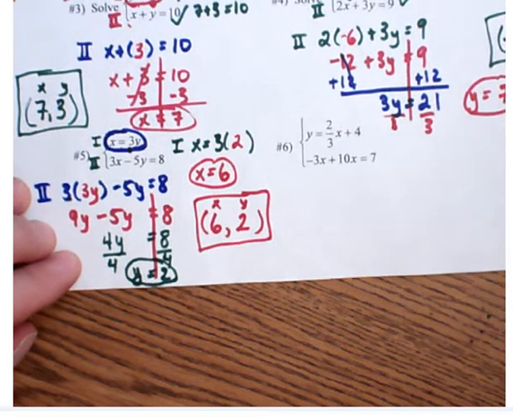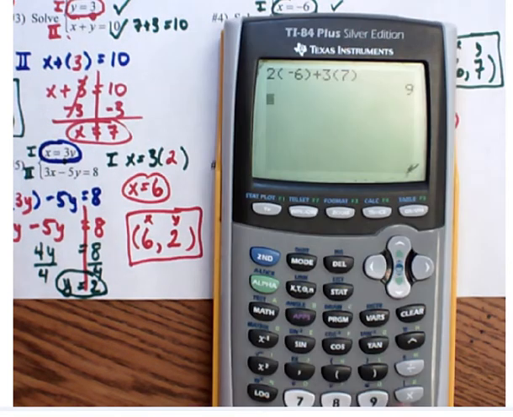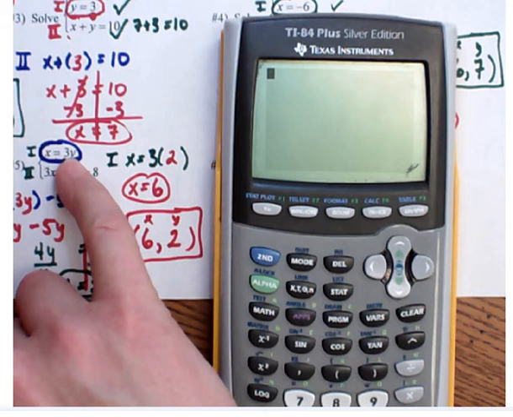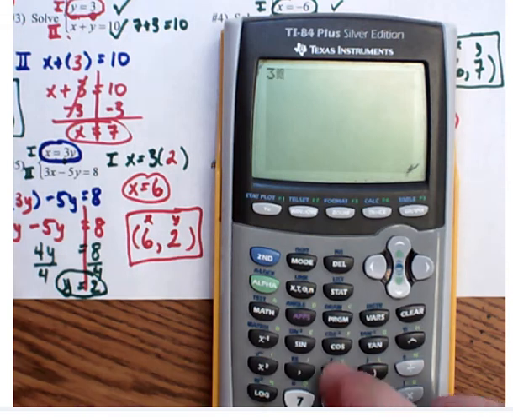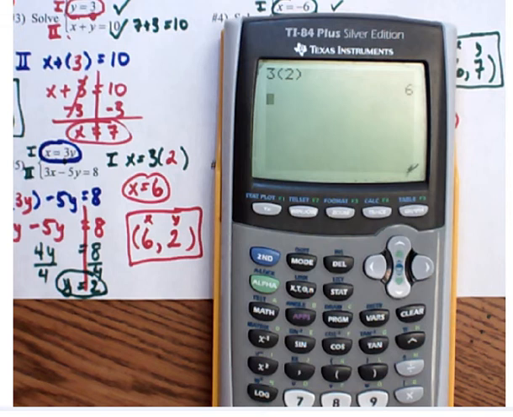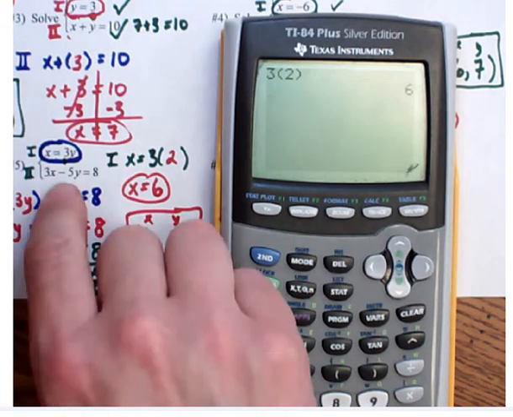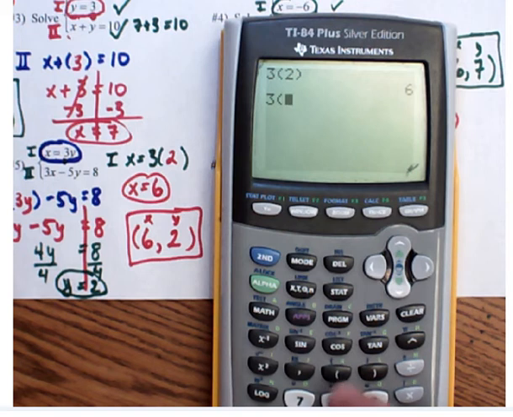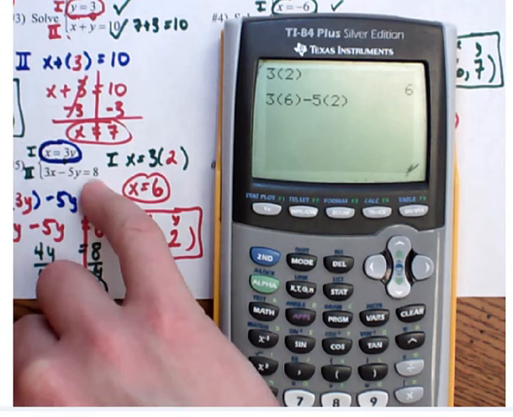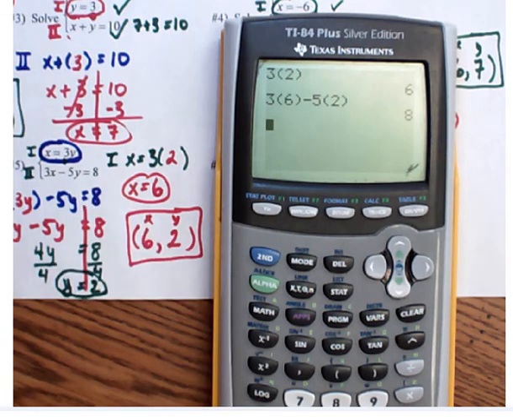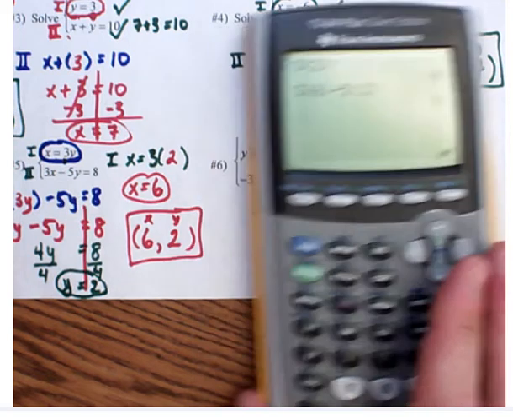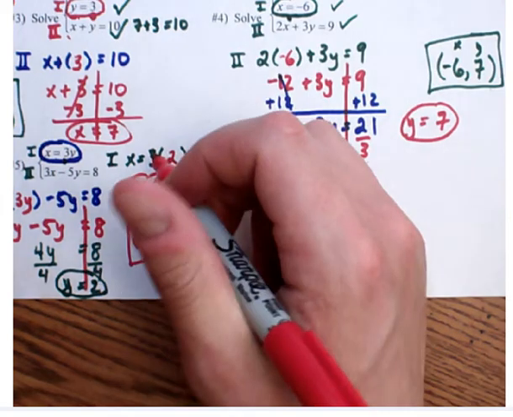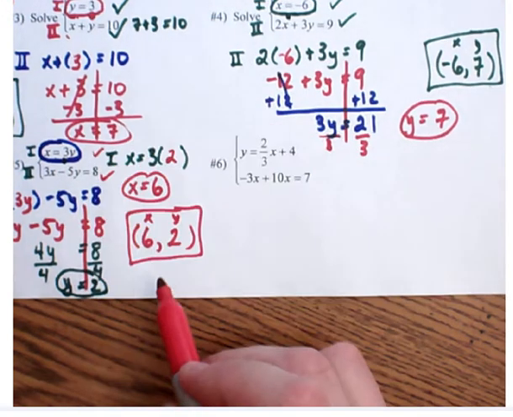Now again, let's check it. I'll just check it on the calculator here. X equals 3 times y. The y value is 2, so it's 3 times 2 equals 6. Check. The second equation, 3x, so 3 times 6 minus 5 times y, y was 2, that should equal 8. Enter. Yes, it does. Check. All right, we're good. So both of those work. 6 comma 2 is the answer.